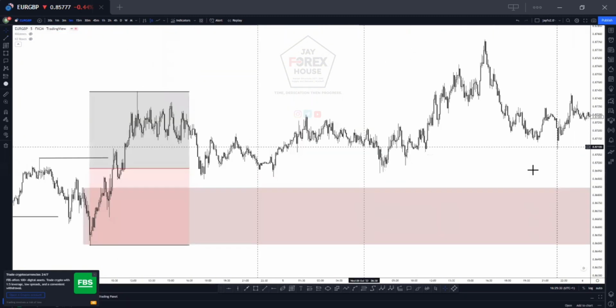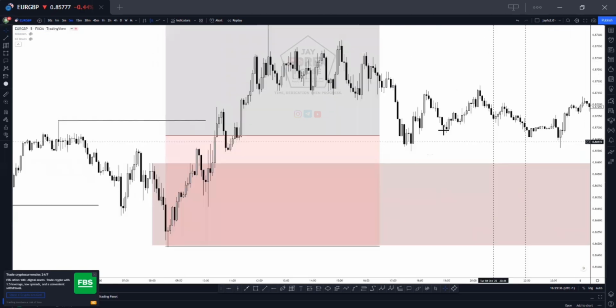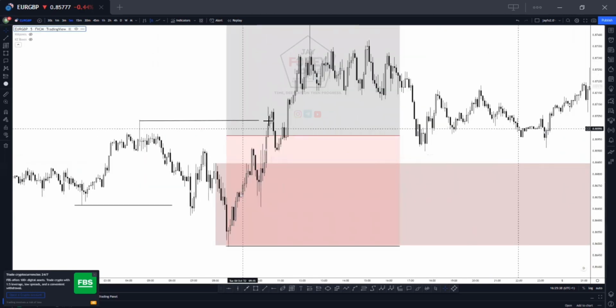All right, so within these guys, after the break of structure, we had this low, right? So I told you guys about the structure stuff.